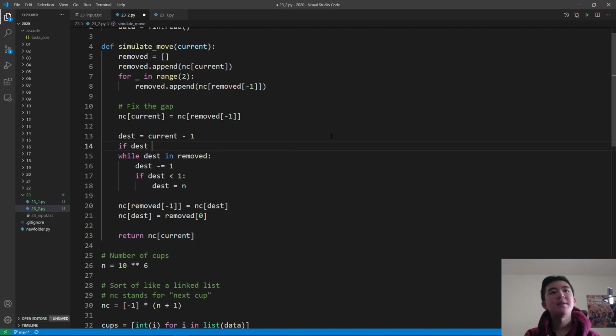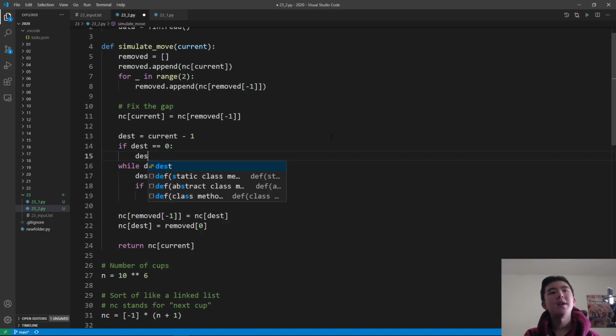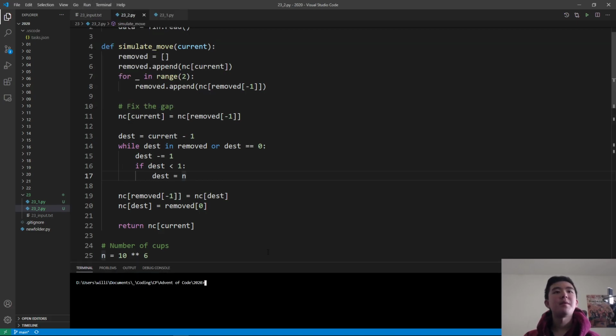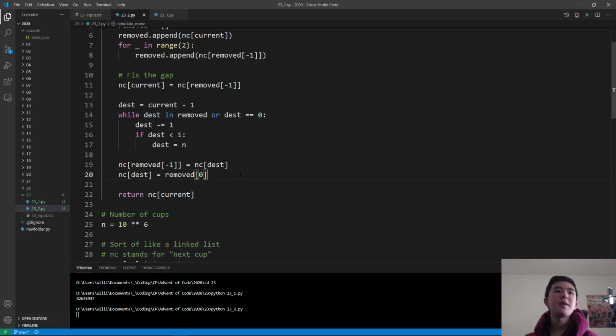So in this case, I could actually just do that. If destination is equal to 0, then it should go to the highest value cup. Oh, actually, no. You know what I could do? Here, I could do it like this instead. So while it's removed or it's 0, we want to make sure it loops around. If it's in removed, then obviously we want to subtract 1. But if it's 0, then we want to loop it around. So this should still produce the same answer. I'm pretty confident it will, but let's just make sure that it does produce the same answer. Okay, so hopefully that'll produce the same answer.